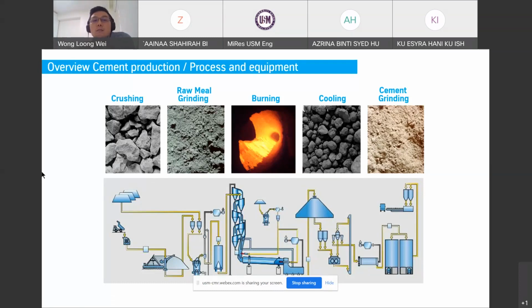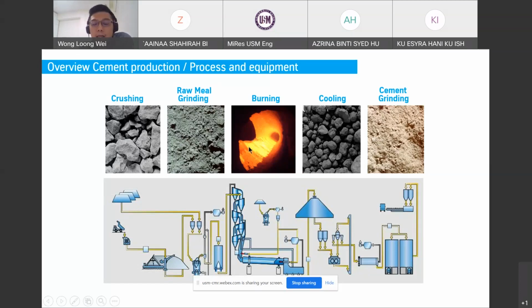The grinding process is to produce the raw meal powder, which has only 90 micron. The second picture here is the grinding product after the limestone has had further grinding. And after the grinding, it will go to the burning process.